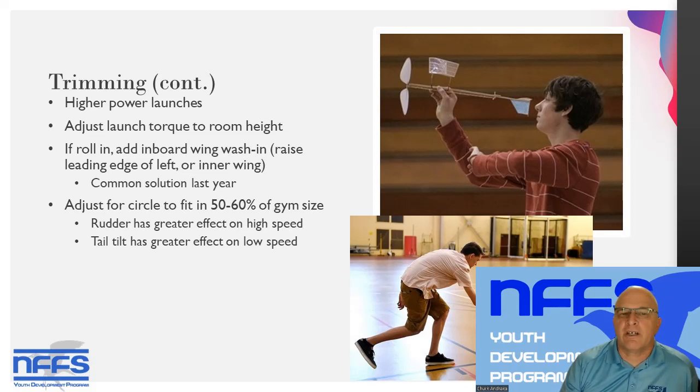Adjust your circle size to fit in 50 to 60% of the gym size. You don't want to be banging the walls. You want to have some room for the plane to move if there's any air currents in the room. The rudder offset or the tail fin bend relative to the center line of the plane has the greatest effect at high speed, whereas tail tilt toward the outside of the circle has a greater effect at lower speed.